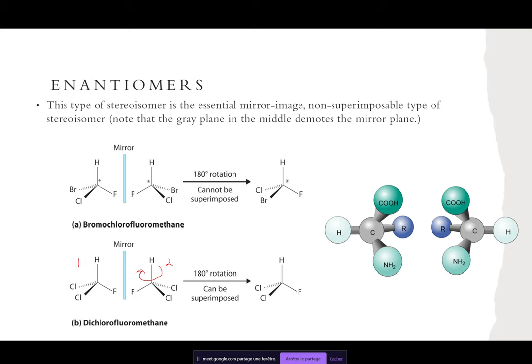If you just hold the hydrogen and twist it, they're going to be the same. Can you see it? Sir, if I hold the hydrogen and turn the bromochlorofluoromethane, I would have a Br closer to the front rather than the Cl. Yeah, so you're going to have something different. Okay, I understand now. Thank you. Okay. All right. Any other questions?